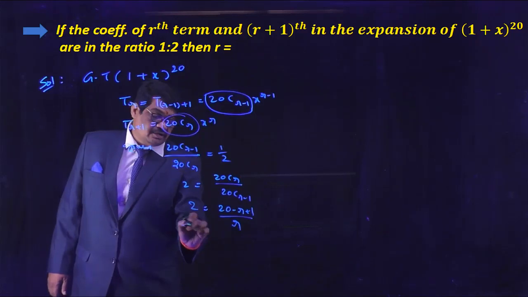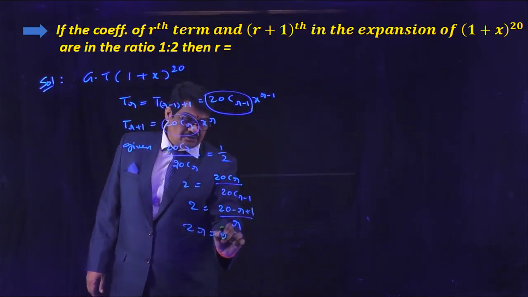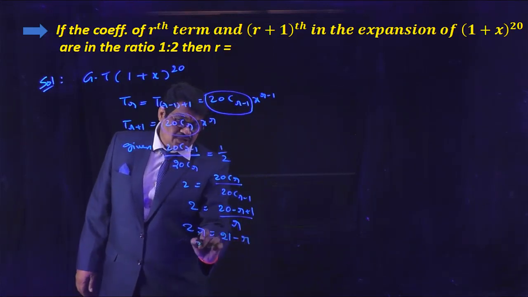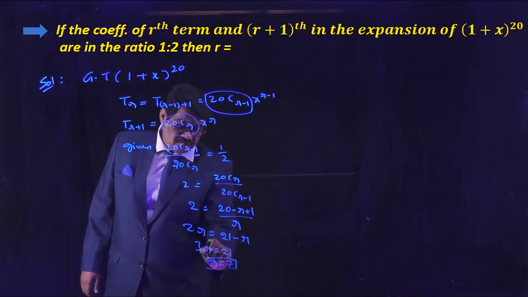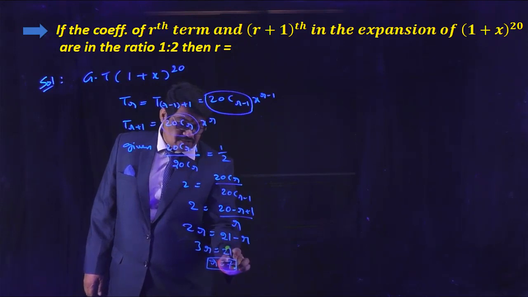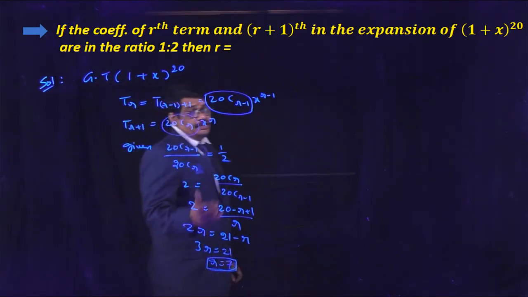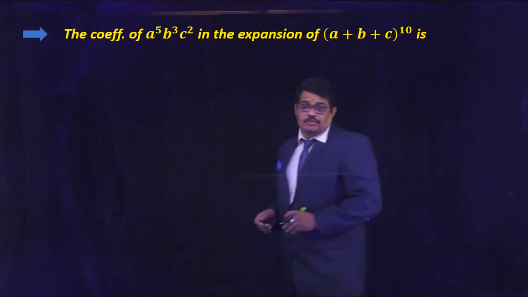From that, 2r is equal to 21 minus r. So 3r is equal to 21, r is equal to 21 by 3, that is 7. This is the required value of r. R is 7.